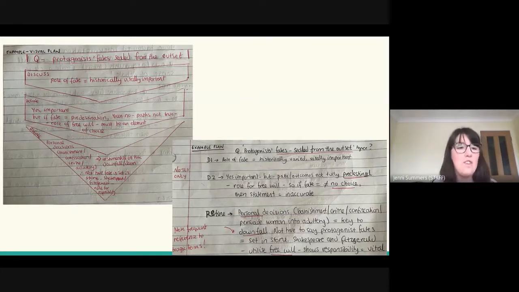Then we've got our visual version up the top here. I just like the symbolicness of this, really. It starts really simple. It's got an outline of the question. You don't need to write the whole question down, but you really want the keywords there.